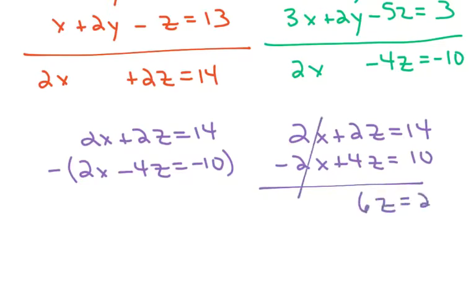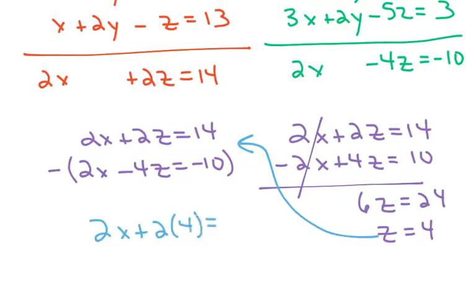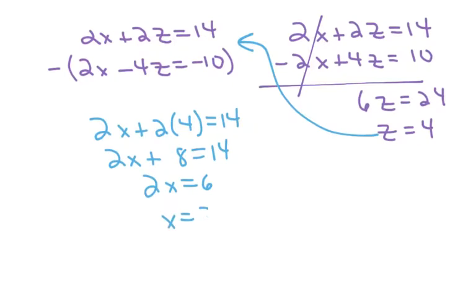6z is equal to 24, so z is 4. So now I know one of my 3 coordinates. I'm going to plug that back into one of these 2 equations to find x. I'll plug it into the first one. So 2x plus 2 times 4 equals 14. 2x plus 8 equals 14. 2x equals 6. So x equals 3.